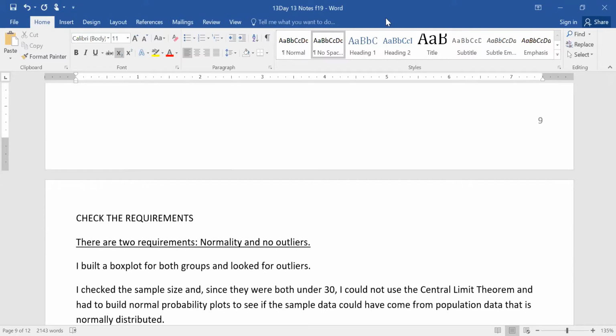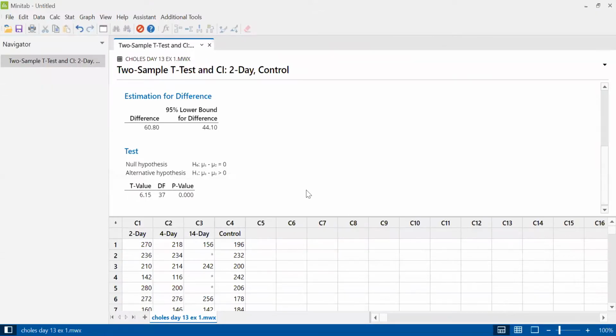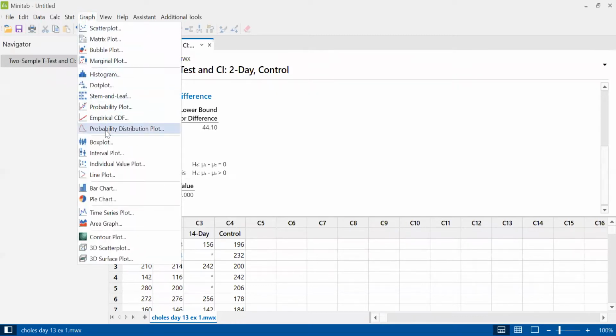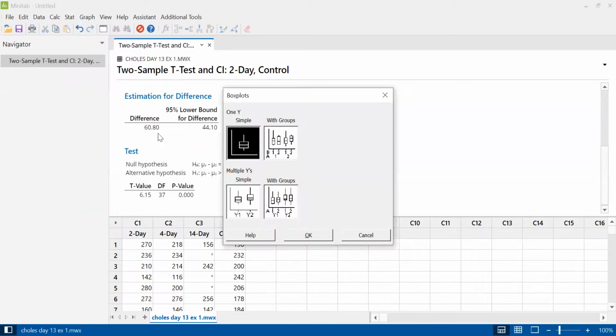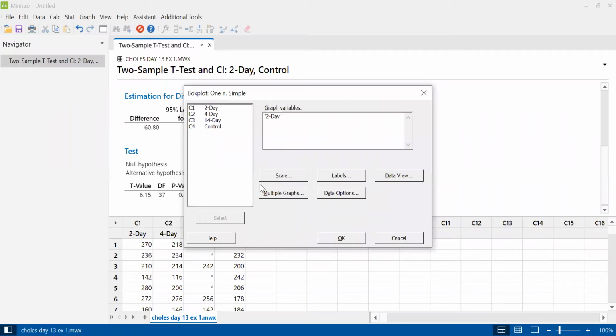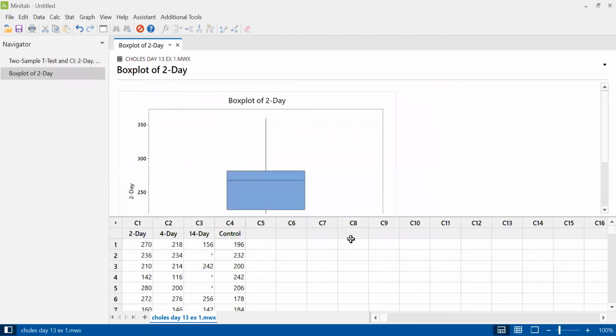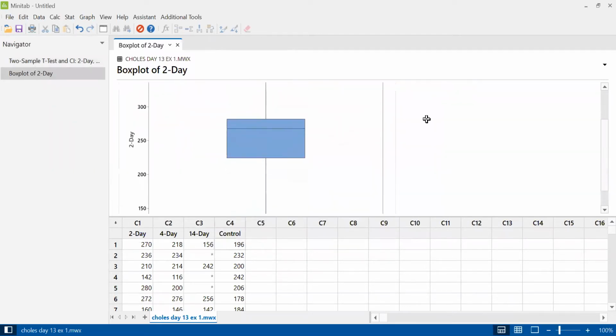So let's just make our way back to Minitab just so we could check that out. I'm going to do everything separately. So I'm going to go into graph for my box plot. Halfway down, you'll find box plot. I'm just going to take a look at a simple box plot. I'm just going to look at them individually, and I'm going to take a look at the 2-day. Remember, for the box plot, you can add different things. You can change it around. You don't have to. I'm just going to click OK because I just want to be fast and get through this part of the testing process.